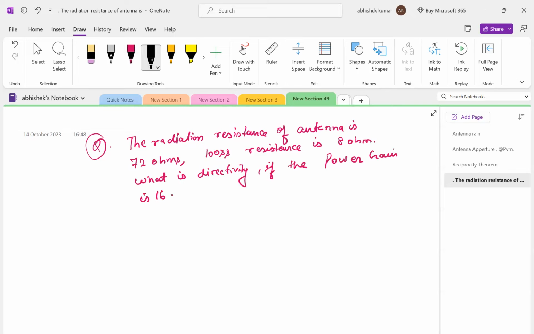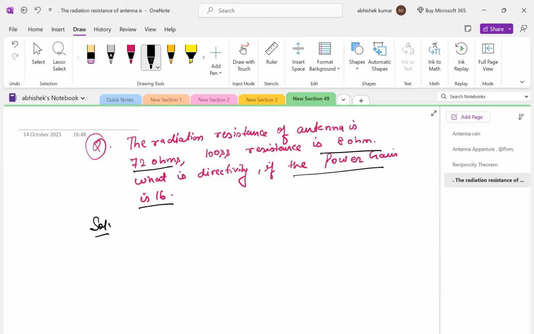Can you solve this one? I haven't given these formulas to you because my intention is to use the numerical to give these data to you. Are you able to understand this question? We have a radiation resistance of an antenna that is 72 ohms, and loss resistance of the antenna is 8 ohm. What is the directivity if the power gain is 16? You have to find it. Can you find it?